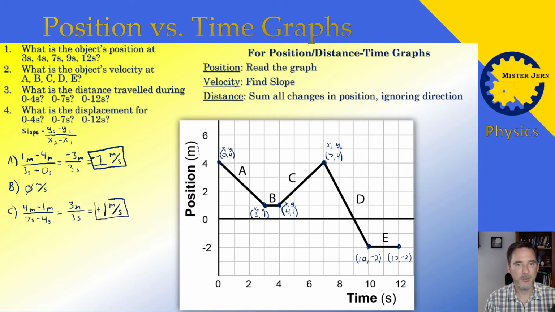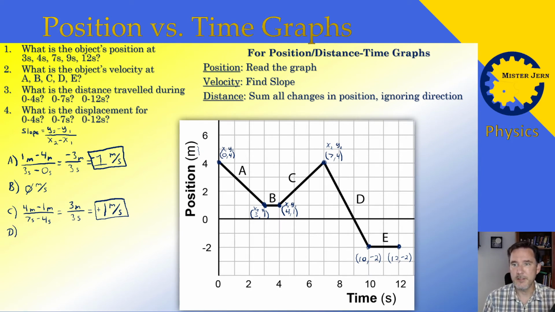Now, do you need to put the positive there? No, it's always implied, but I did it just because I wanted to make sure we understood it was positive, which makes sense because once again, the slope is going upward. Letter D. Okay, I'll do one more. Well, actually, I might as well do them all because then letter E is going to be easy as well.